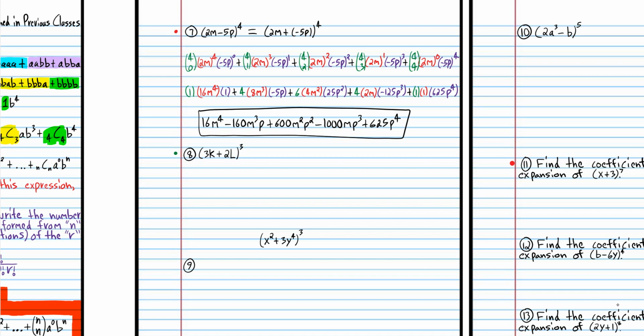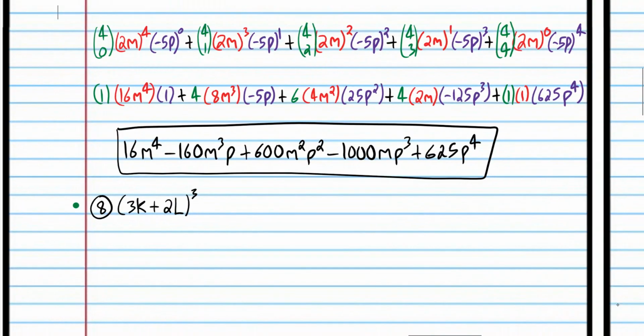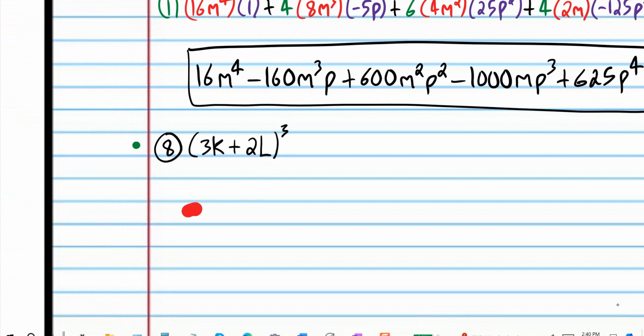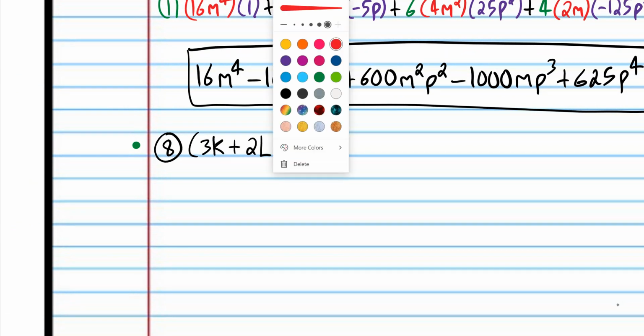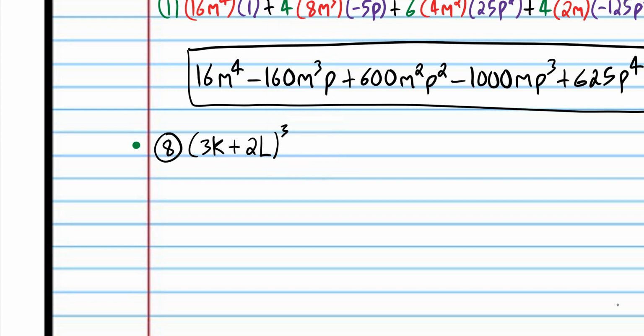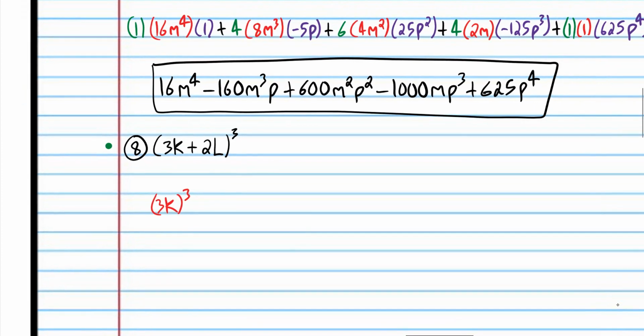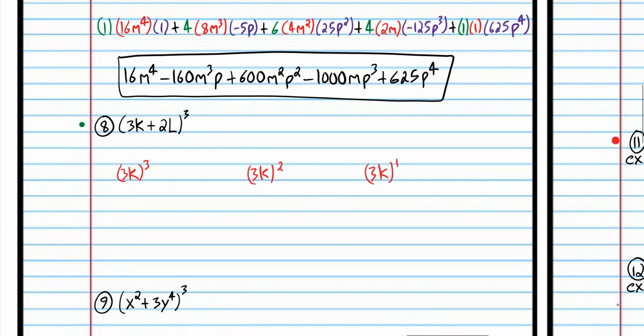Okay, we're back. So 3k is going to start with a 3rd power because we have a 3 here. And then we have 3k to the 2nd power, and then 3k to the 1st power, and then 3k to the 0 power. So we have plenty of room on this one.